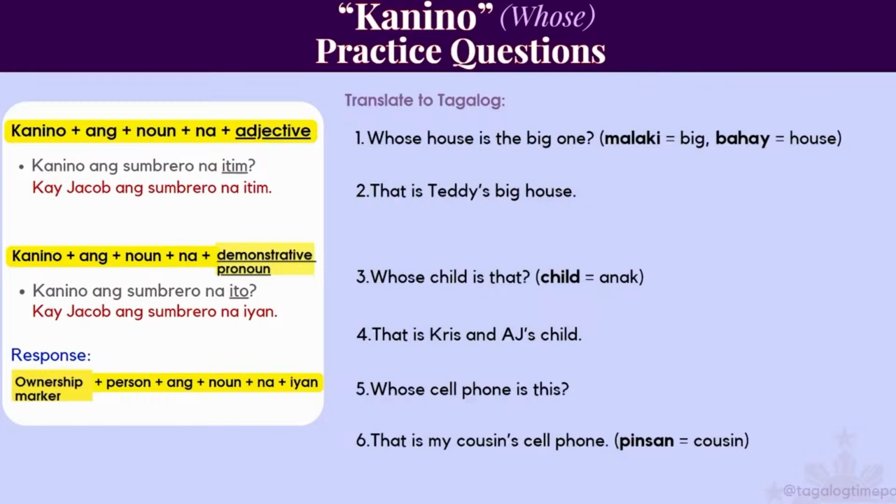Let's take a look at these examples. Whose house is the big one? Malaki means big. Bahay means house. It would be kanino ang, then it's the noun bahay na malaki. So whose house is the big one? Kanino ang bahay na malaki?